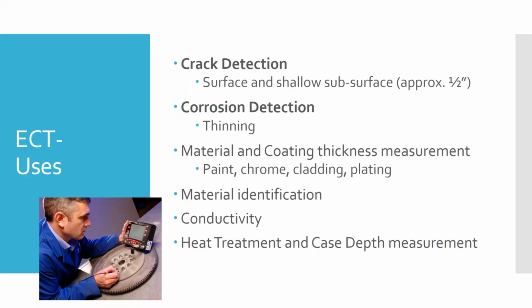It can be used for conductivity testing. And then finally, heat treatment and case hardening. So rather than coatings or plating thicknesses, which are material added to a base metal, when you heat treat or case harden a part, it changes the properties of the outer layer of the part while leaving the inner part the original properties. And so in that case, you're able to test it as well. But again, those are mostly manufacturing uses. Our in-service uses are crack detection and corrosion detection.